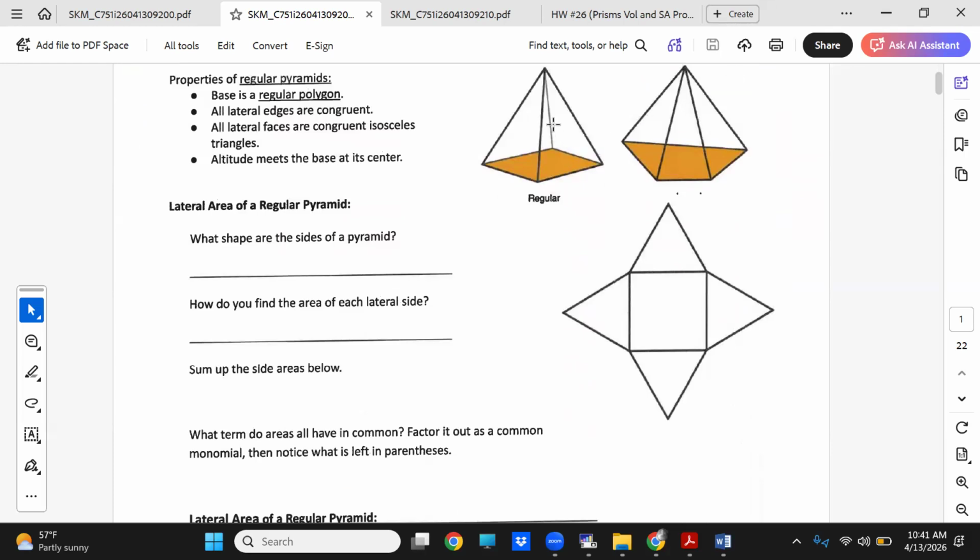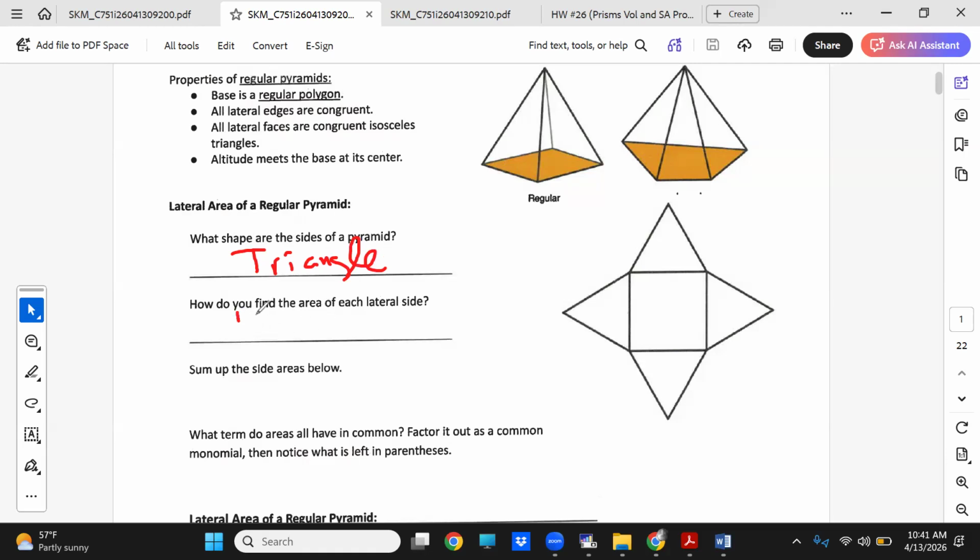If you were to take a regular pyramid and undo it, that's how it would look. You'd have your square base if it's a square pyramid, and the triangles splayed out like that. So the shapes of the sides of the pyramid, obviously, they're triangles. How do you find the area of each lateral side?